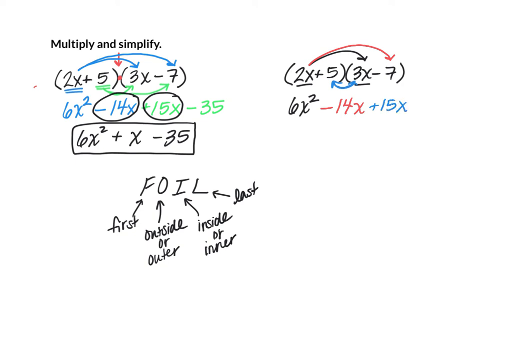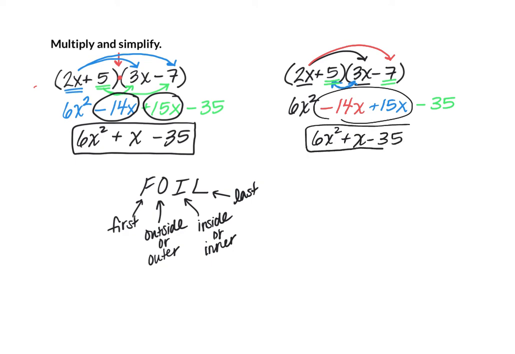And L is for last. We multiply the last term in each quantity. That would be 5 times negative 7, which is the negative 35. But as you can see, we are still distributing here. We get the same answer. We combine like terms, and we're still going to end up with 6x squared plus x minus 35 as our result.